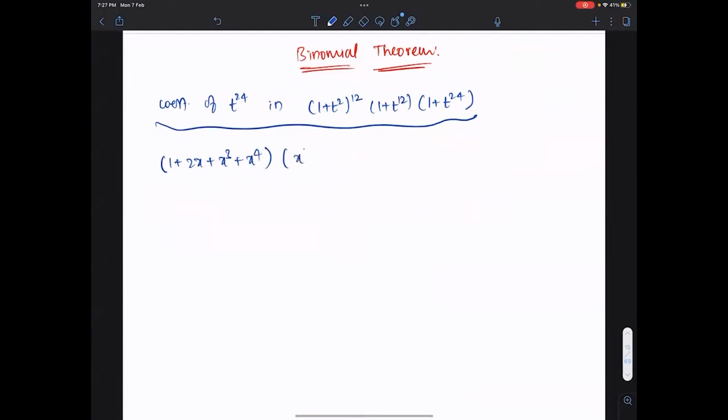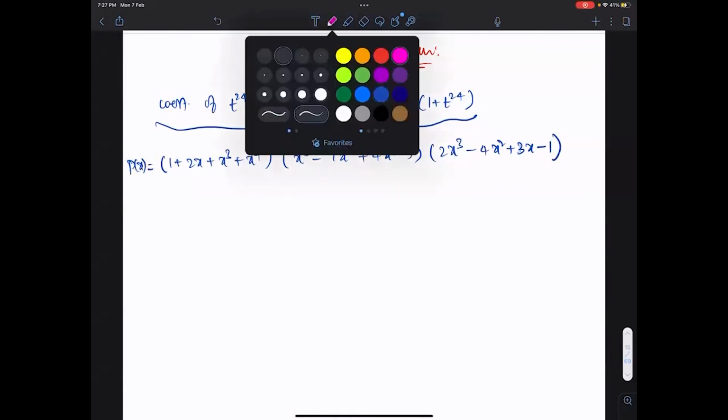x power 5 minus 7x square plus 4x minus 5, into 2x cube minus 4x square plus 3x minus 1. This is a polynomial. Agreed?